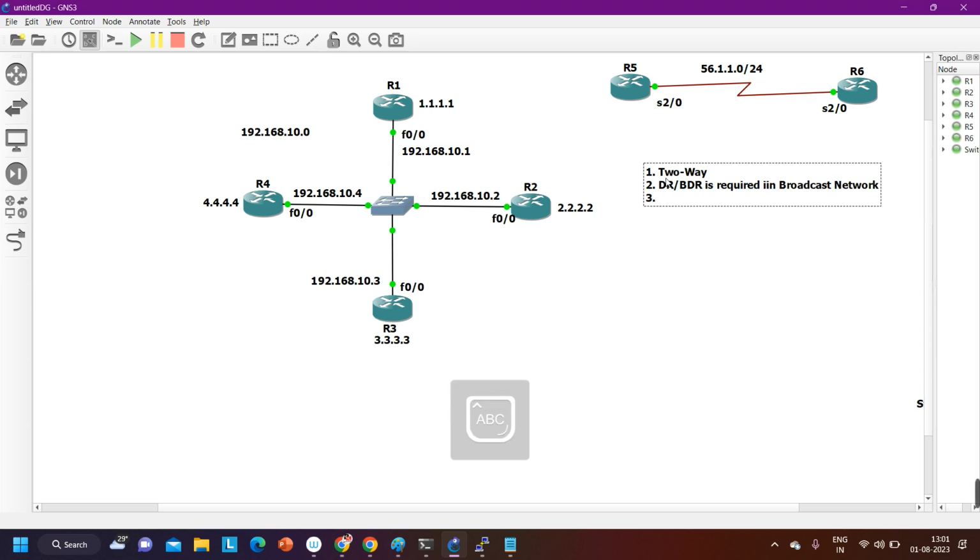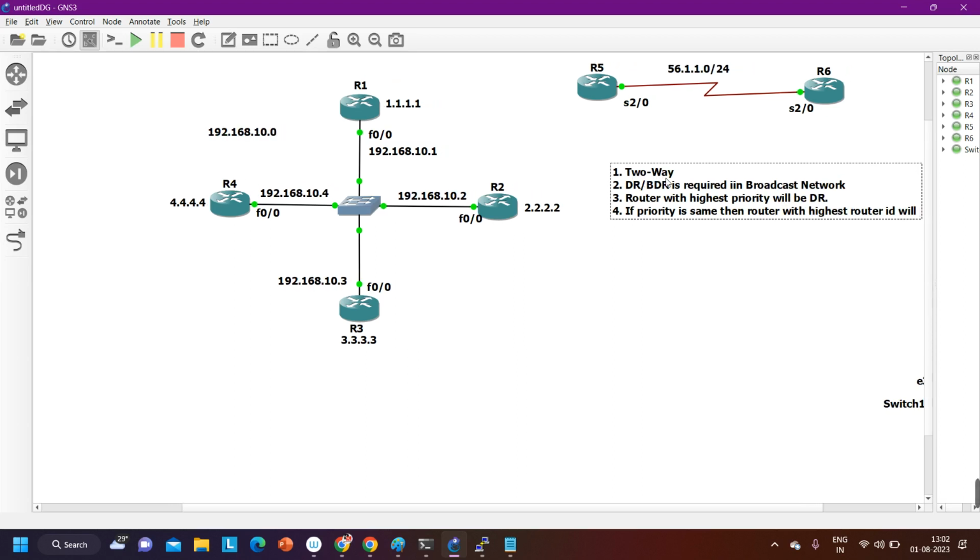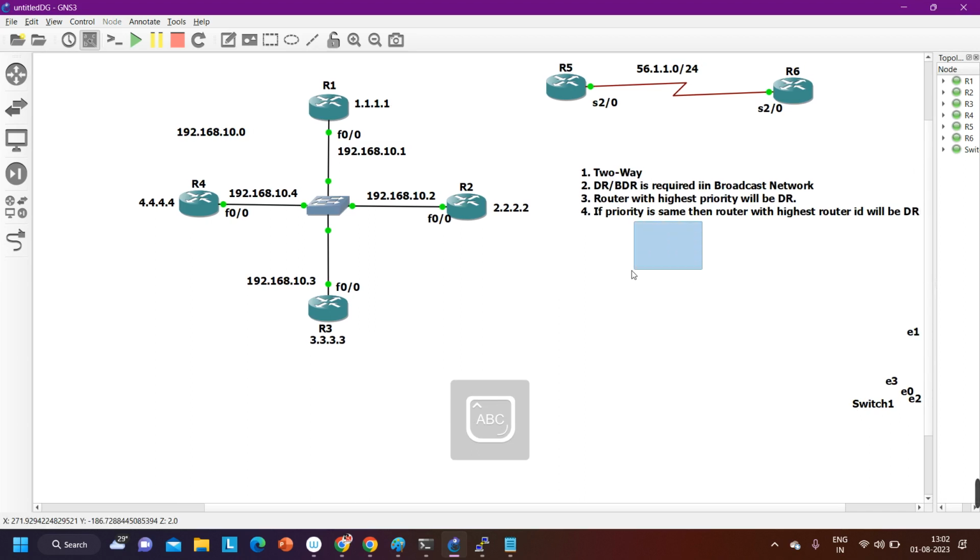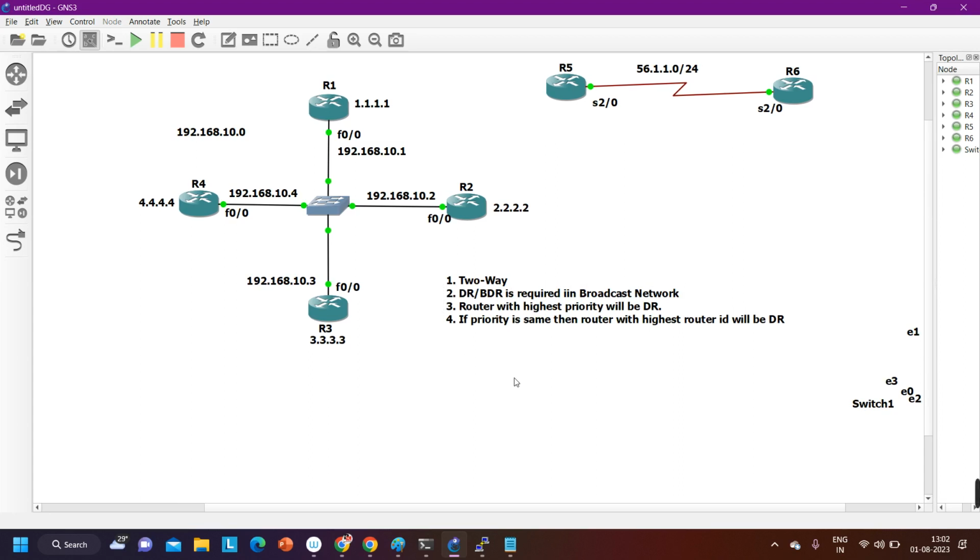Third thing is, the router with the highest priority will be DR. Fourth thing is, if the priority is the same, then the router with the highest router ID will be DR. Only these four things you need to understand, you need to learn.